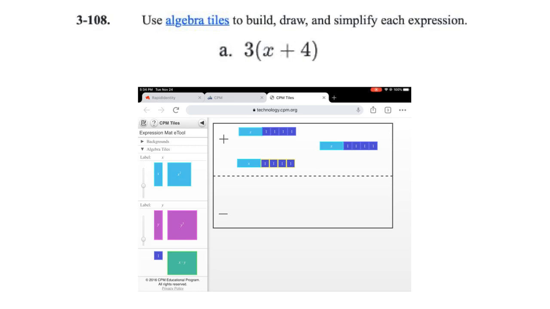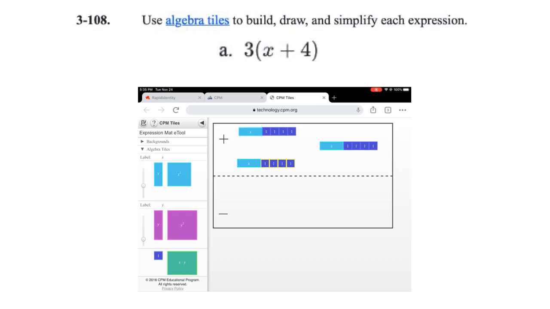Please label your notes day 3.2.5. This is problem 3-108. Use algebra tiles to build, draw, and simplify each expression. Here is letter A. It says 3 parenthesis x plus 4 parenthesis. What that means is you have 3 piles that each include an x plus 4. So please pause the video and draw this out.